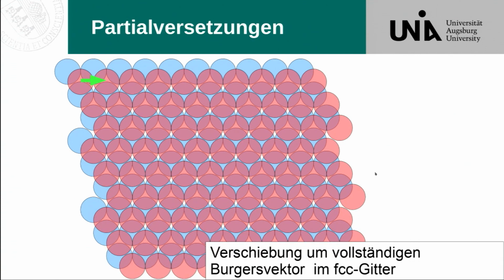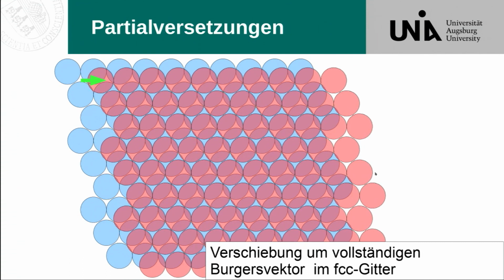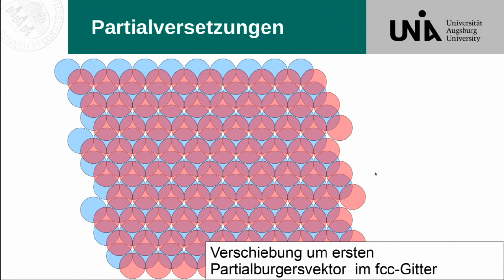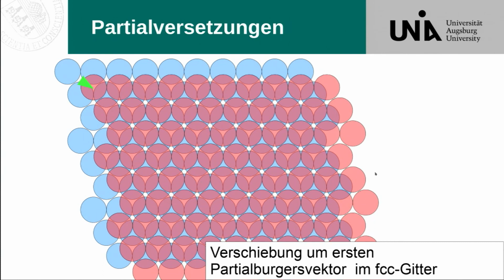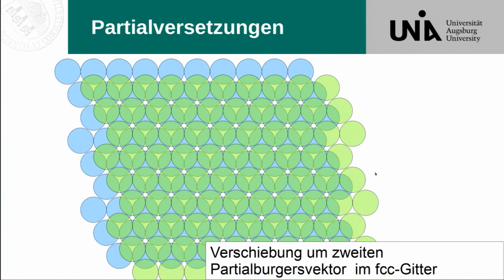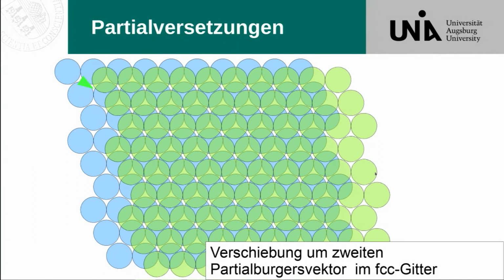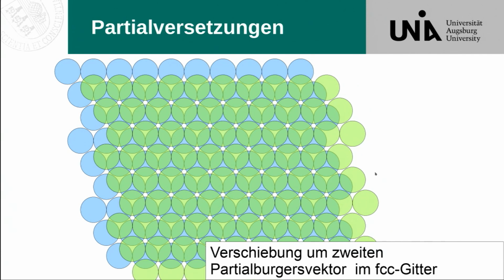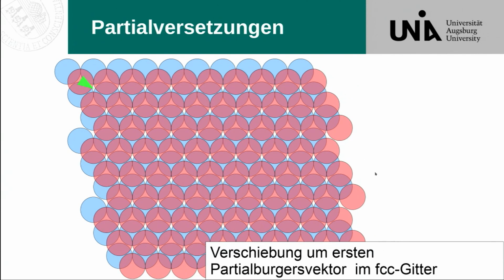So this is the complete Burgers vector in this unit cell, like this. And you would take another path. This you see here. It's much easier to go first here and then go here. And these are these two partial dislocations. So instead of doing the complete displacement in one step, you do it in 2 steps.